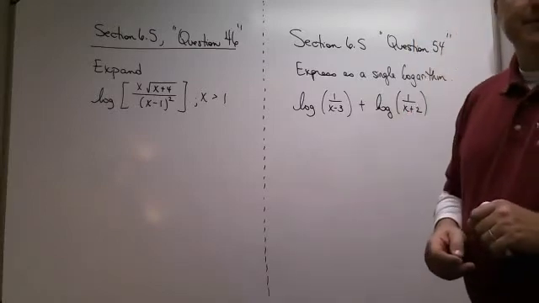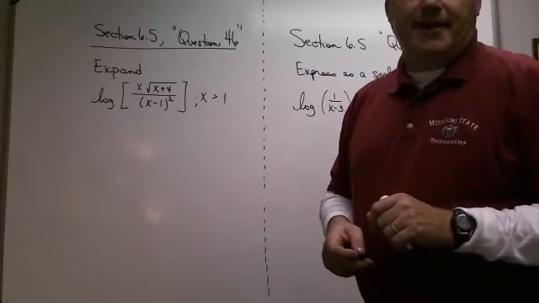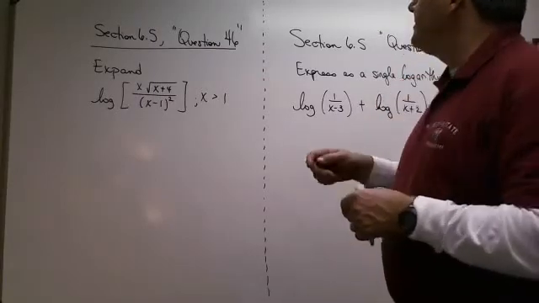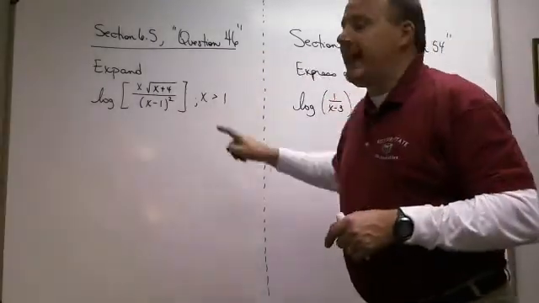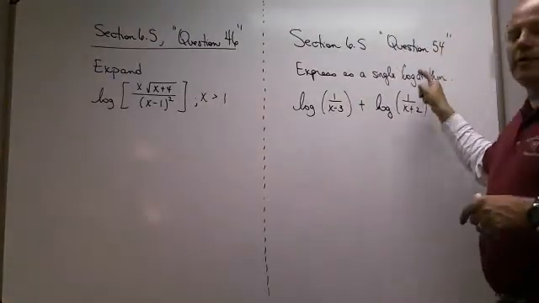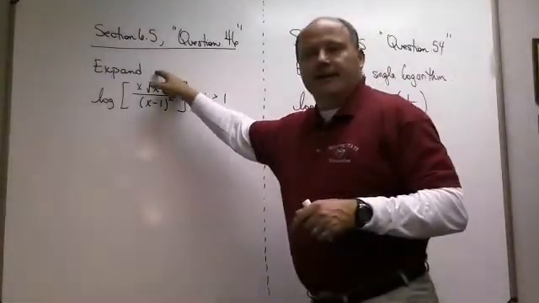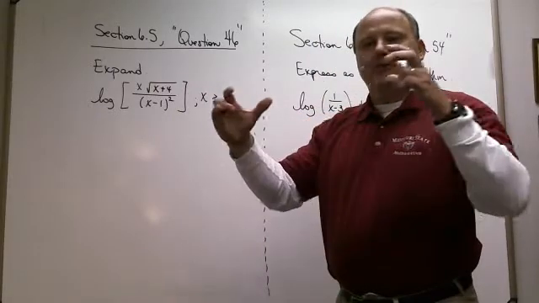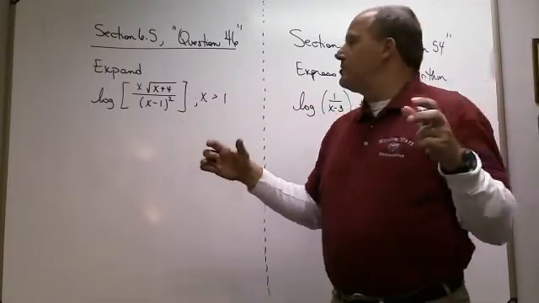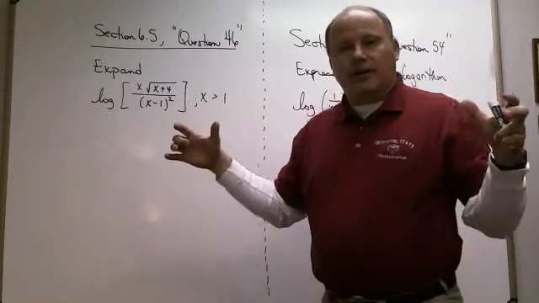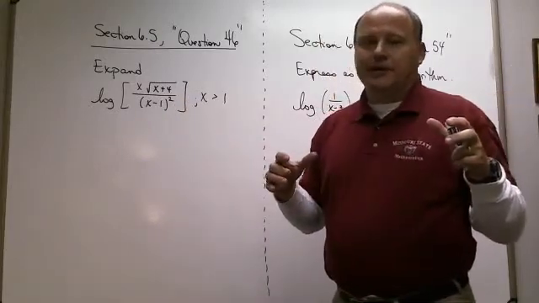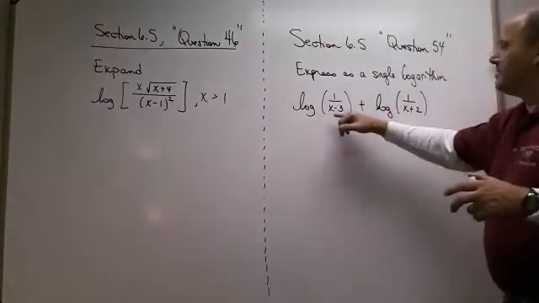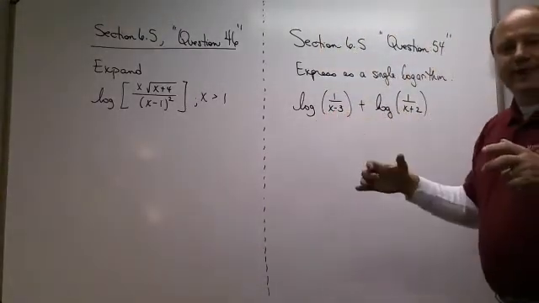I have a couple of problems here from section 6.5, and they're kind of opposites of each other. This is a problem like number 46, and this one is like number 54. One of them they want you to expand, so what I call that is put it in compact form, from compact form to expanded form. So in other words, it's going to be a series of a lot of logs, and you have to apply some properties that we've learned in this course. And on this one, there are already multiple logs and you want to write it as a single log.